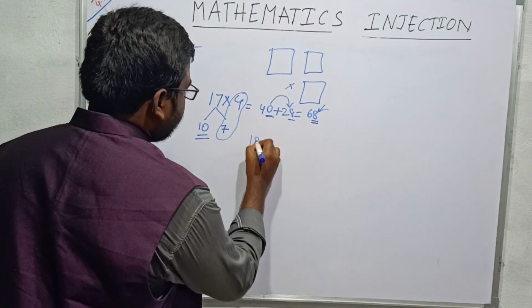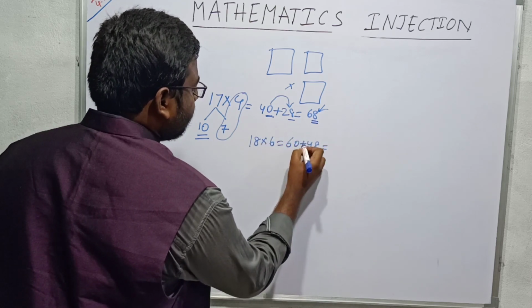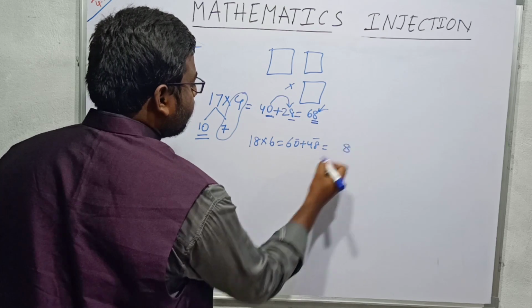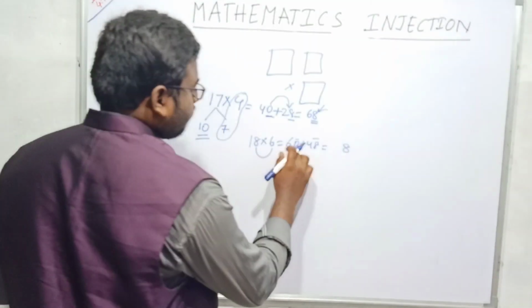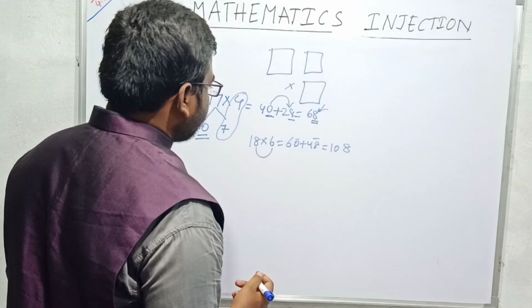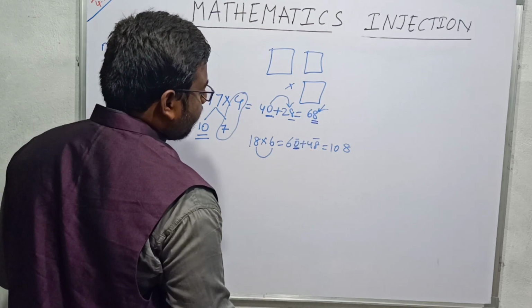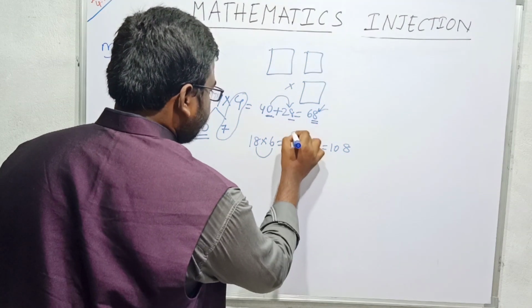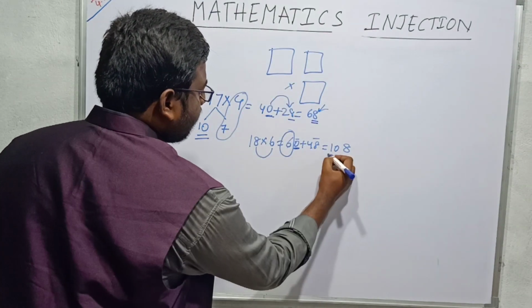For example, if I say 18 into 6, this is 60 plus 48. What will be the unit digit? You will get the unit digit only from 8 into 6. So 6 plus 4 is 10. We will try to reduce our steps because 0 is not playing a prominent role. So I will remember only 6 and I will add 4 to 6. So I will get 10 easily.